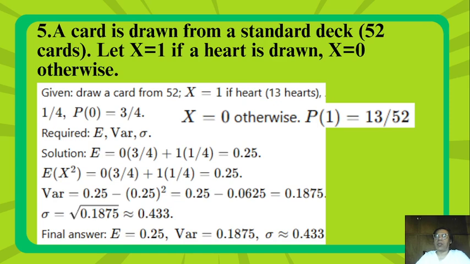And then we have the final answer. E is equal to 0.25. Variance is 0.1875. And sigma is 0.433. For our E of X squared, when we square 0, it's 0. When we square 1, it is 1. That's why the value of E and the value of E of X squared are the same. They are the same, 0.25.